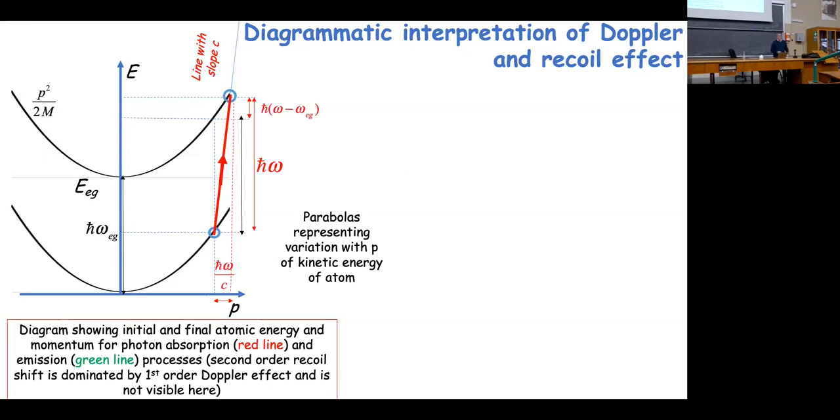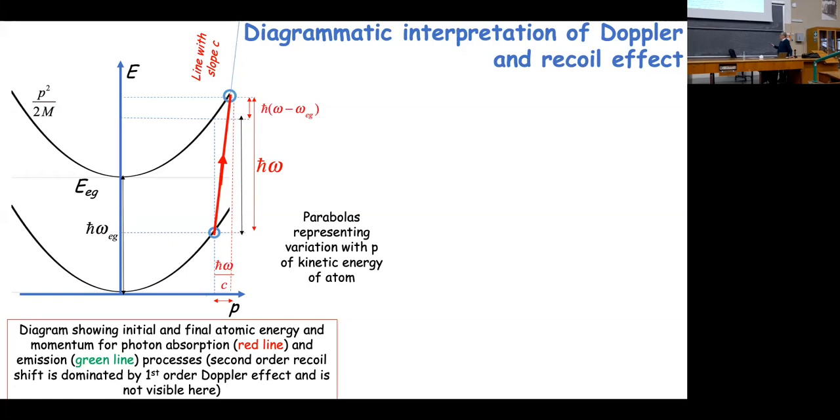So on this slide, I give a kind of synthetic view of what I just said before. I represent here the energy of the atom in the ground state. I call the origin of energy here E_g. And this parabola represents how the kinetic energy varies with momentum in one direction. In the excited state, you have the same parabola, which is just translated by the energy of the atomic transition.